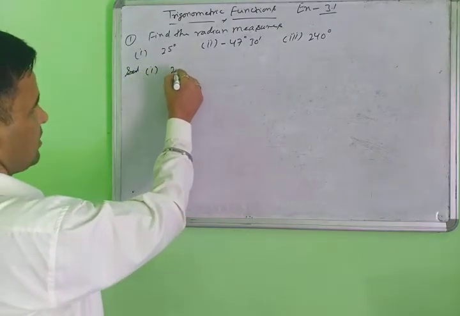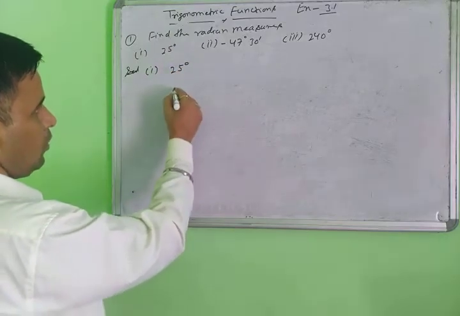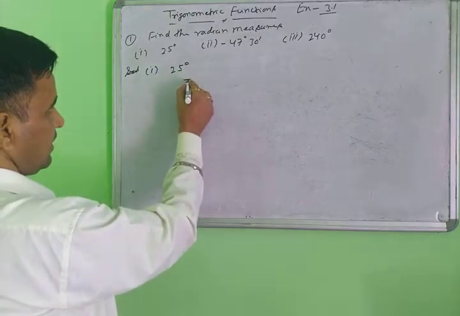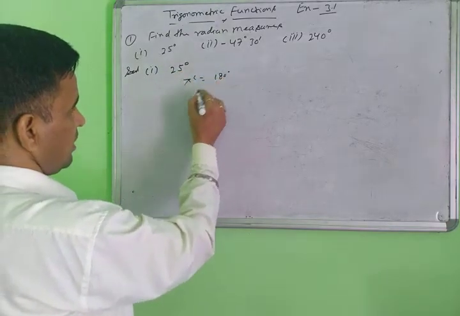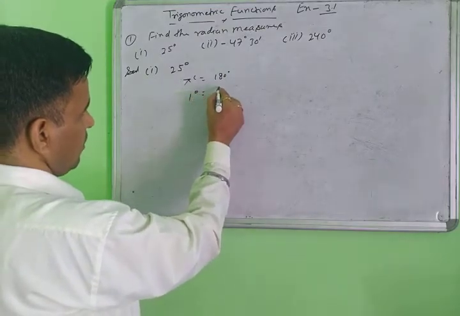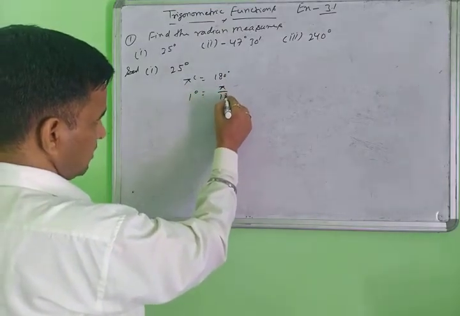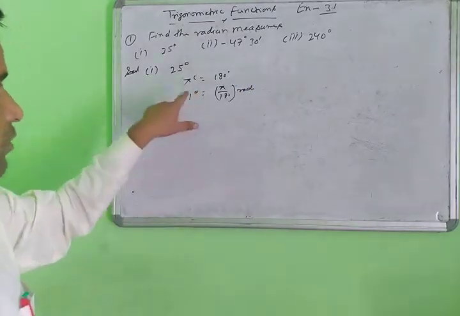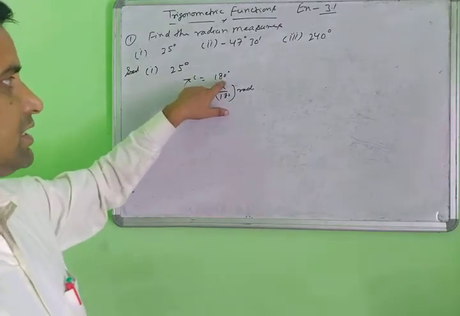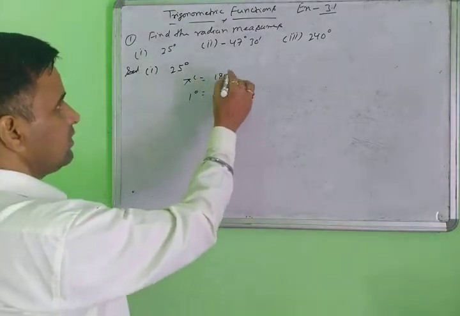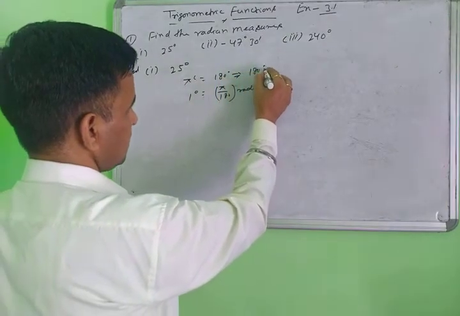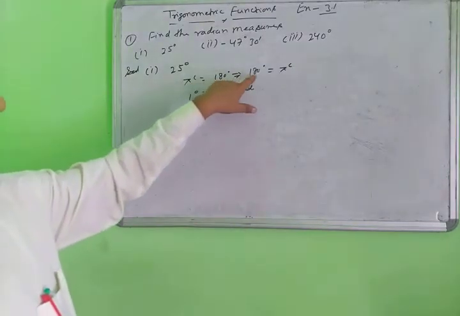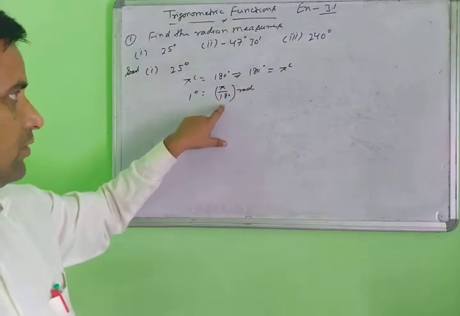This is the first part, 25 degrees. You know pi radian equals 180 degrees. So 1 degree equals pi upon 180 radian. You can also say 180 degrees equals pi radians. Then you get 1 degree equal to pi upon 180 radian.